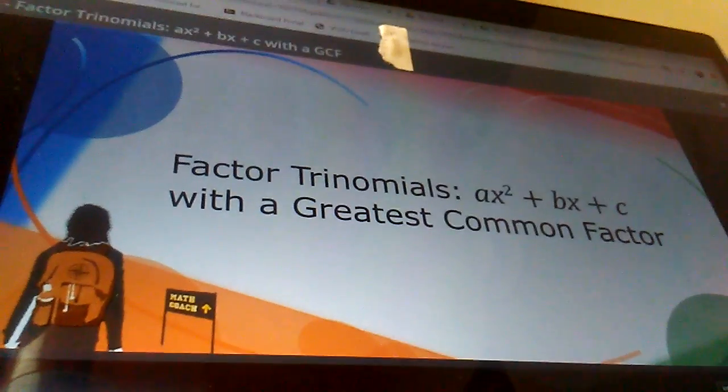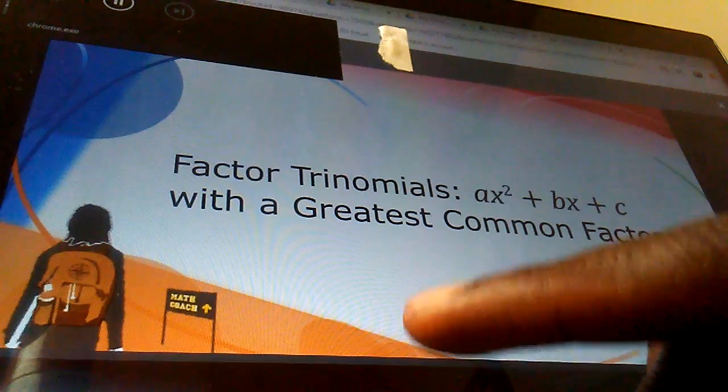Factor trinomials of the form ax squared plus bx plus c with the greatest common factor.